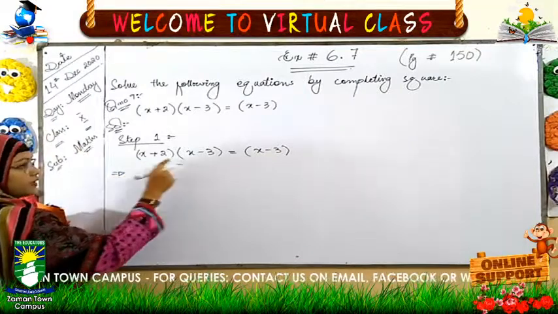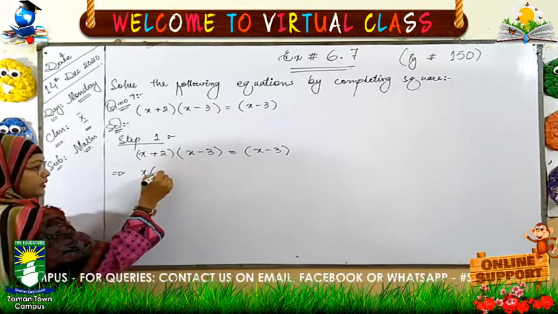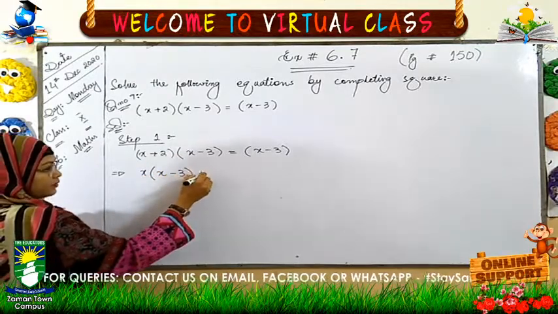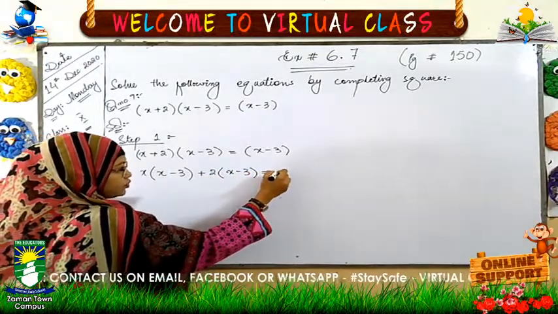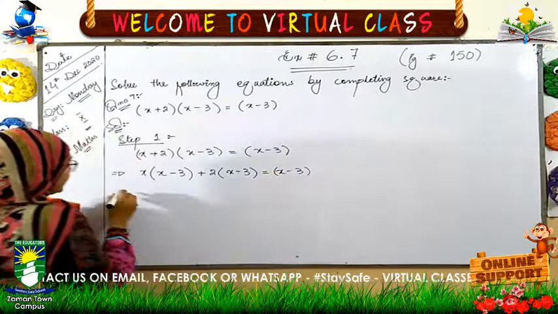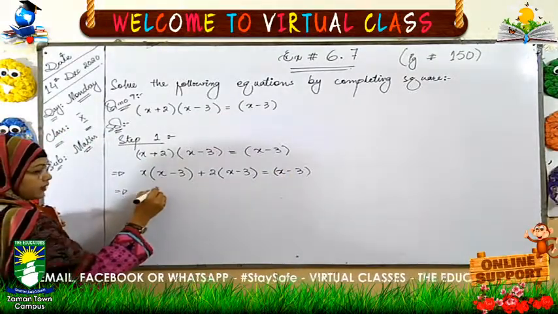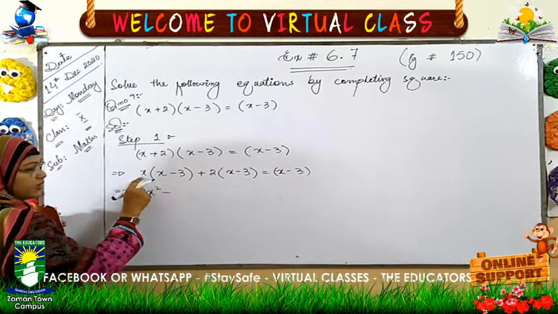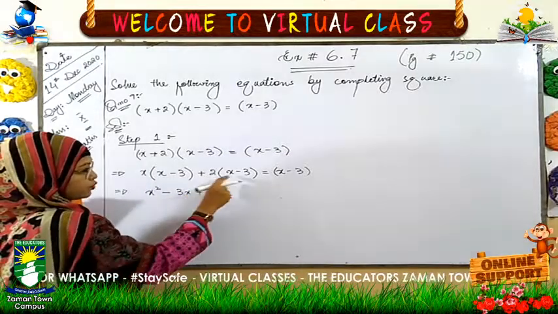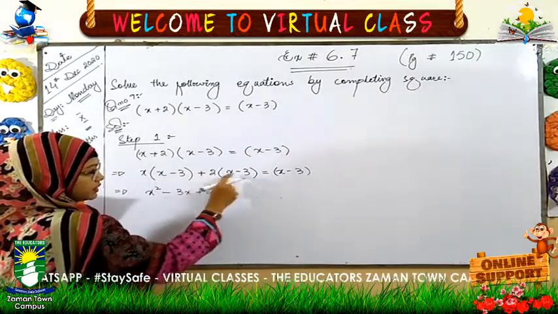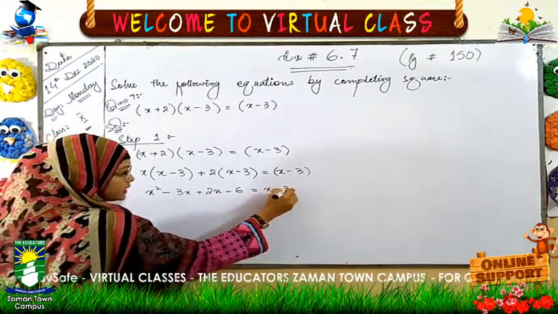Now first we will multiply this bracket by x, then by plus 2. x multiplied by x minus 3, then plus 2 multiplied by x minus 3 is equal to x minus 3. Opening the bracket by multiplying with x or plus 2: x into x becomes x squared, minus x by 3 becomes 3x, plus 2 by x becomes 2x, plus minus 2 3s are 6, is equal to x minus 3.